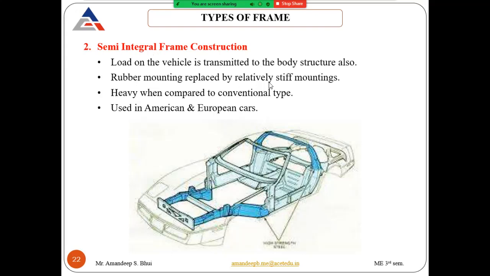Rubber mountings are replaced by relatively stiff mountings, heavy when compared to the conventional type, used in American and European cars. So this type of semi-integral frame construction is heavier than the conventional type. This type of frame is mainly used in American and European cars.